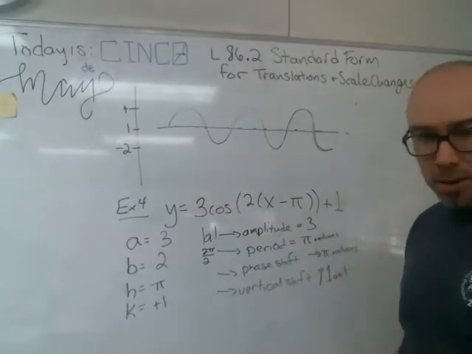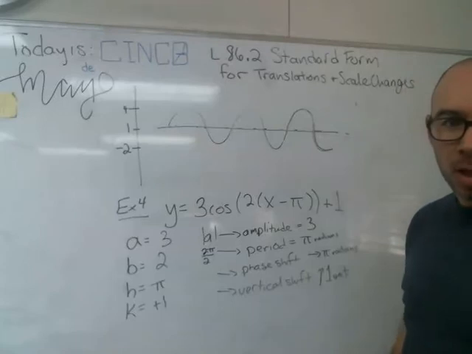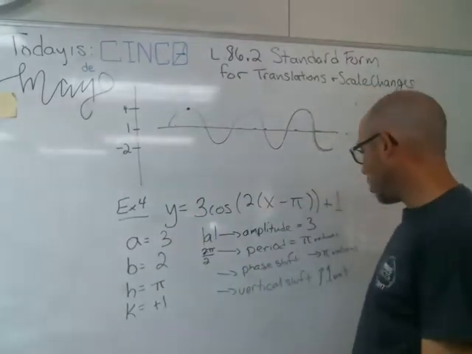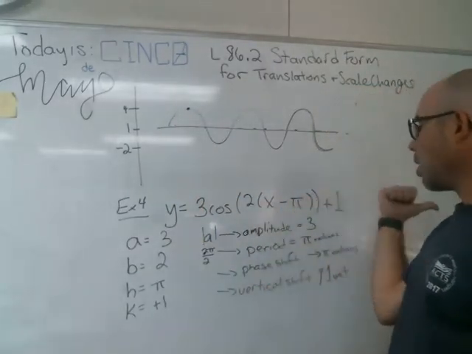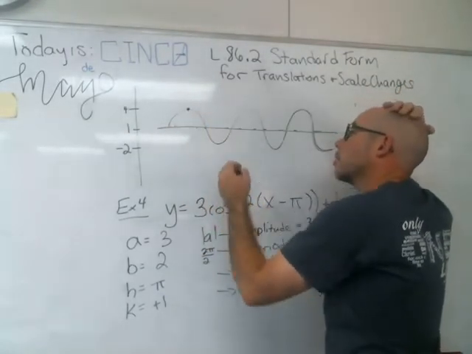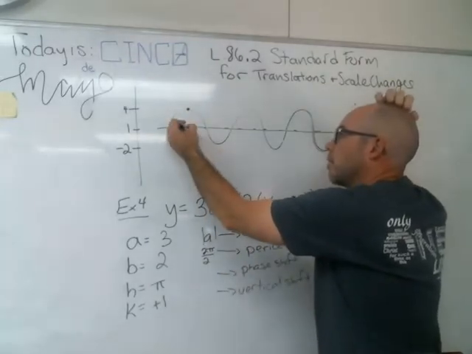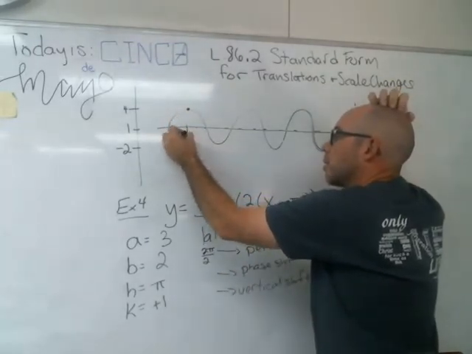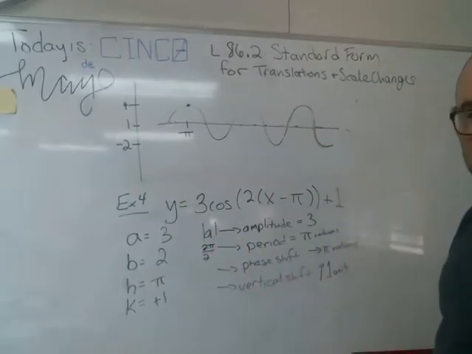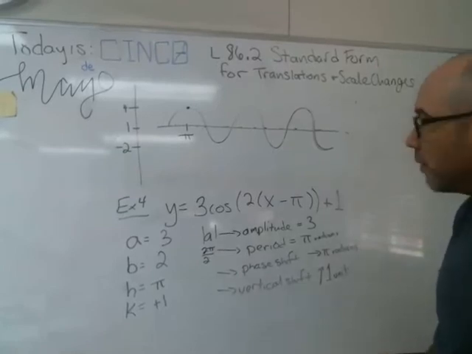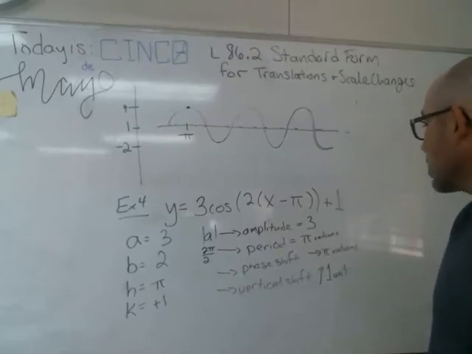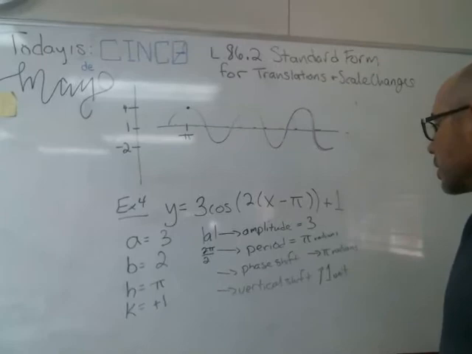What else? I have to know where it starts, where it crosses the x-axis. Cosine usually starts here, but it's all been shifted that way. That point there is now going to be at pi radians rather than at 0. So that's the next thing I would do. And then lastly is the phase shift. Oh no, that was the phase shift. It shifted pi radians. And then lastly is the period.